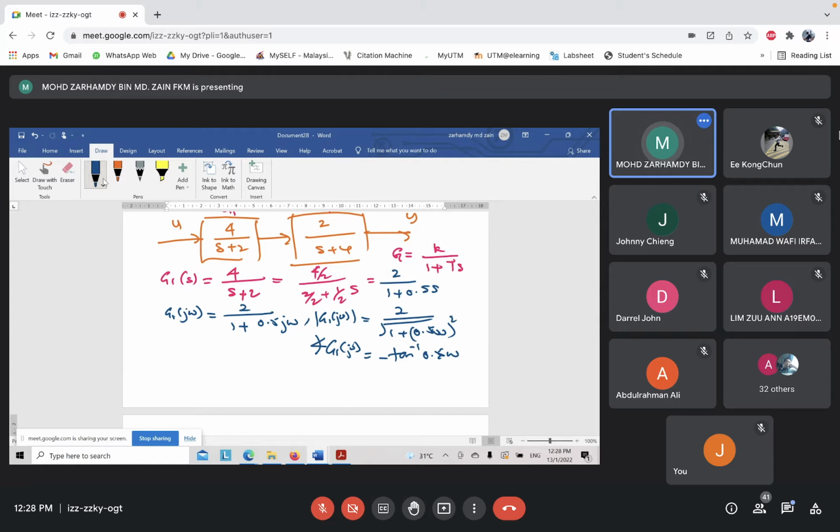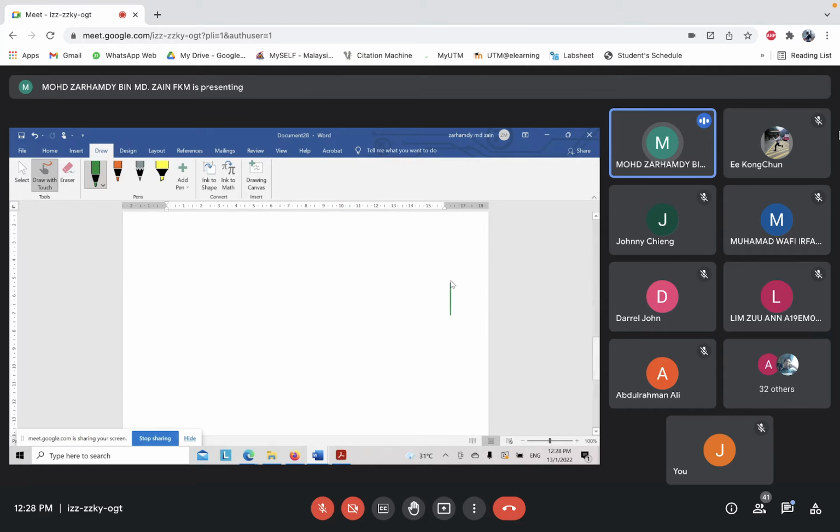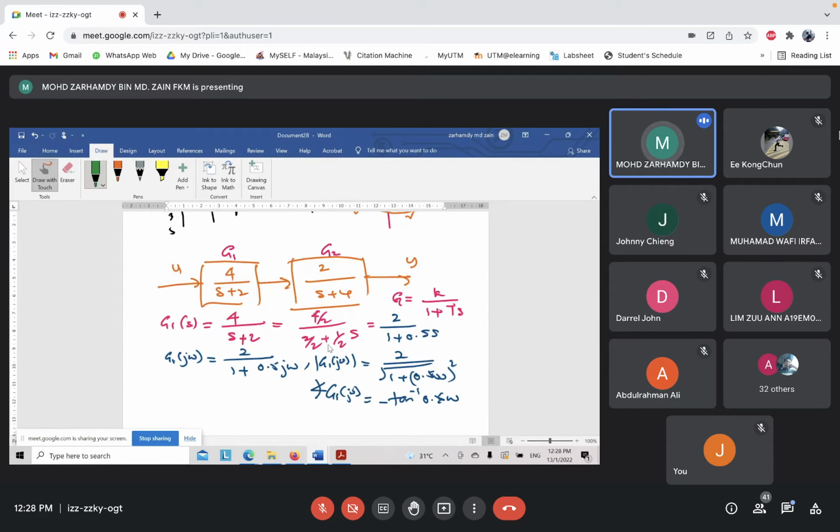For G2, do you have any questions before this? Do you have any questions related to this example, class? Yes, doctor. Why did you turn the 4 over S plus 2 into 2 over 1 plus 0.5S?